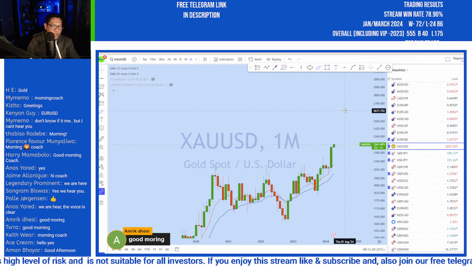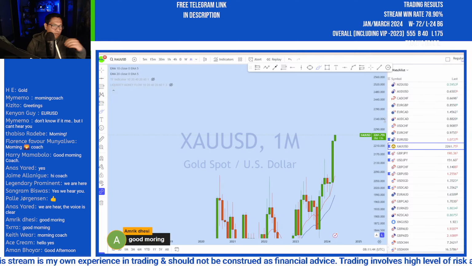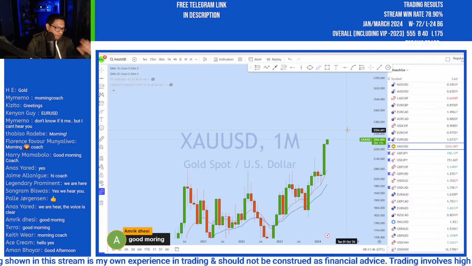Now, why am I looking at the monthly? You might say, okay, I don't trade on the monthly. What's the point of looking at the monthly, right? Because the higher time frames, monthly, weekly, and daily, will give you a clear picture, removing all the noise from the lower time frames.